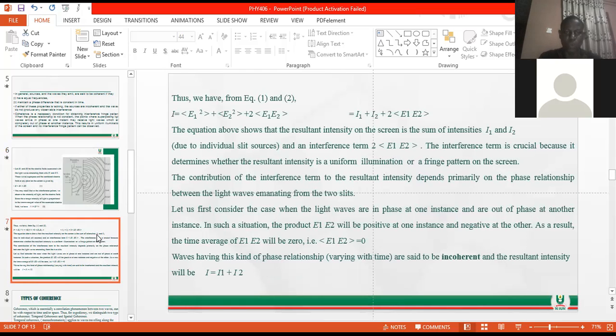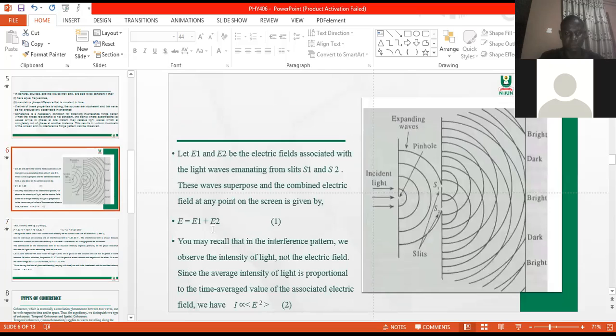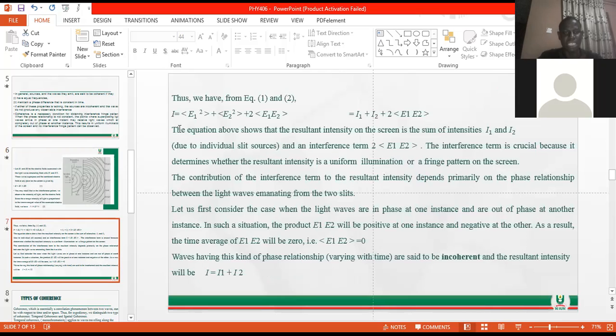Those we have from question 1 and 2, we are trying to bring the two together. I am saying that I is proportional to E squared, and we are trying to expand this mathematically. The E here is E squared, so it is the square of E1 plus E2, that is E1 plus E2 multiplied by E1 plus E2. Expanding that gives us E1 squared plus E2 squared plus 2E1E2.